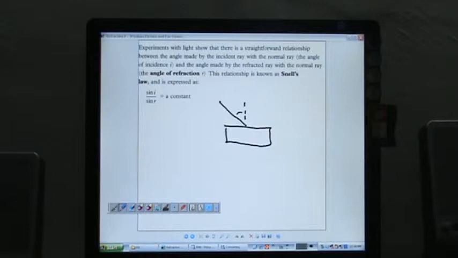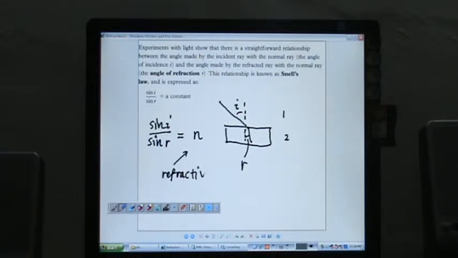From the normal line, you have an incident angle I, and then you have a refracted angle R. I'll call this medium 1, this one medium 2. So sine I over sine R is a constant. We have explained this just now. This constant is what we call a refractive index.